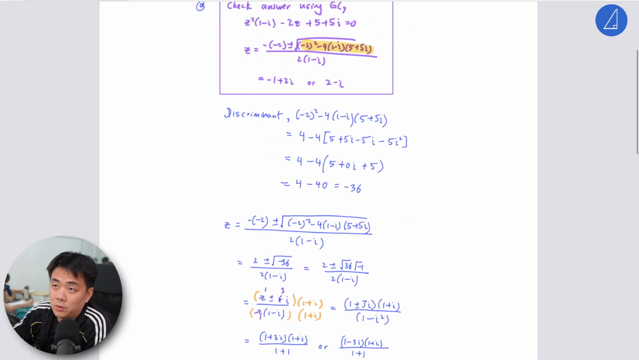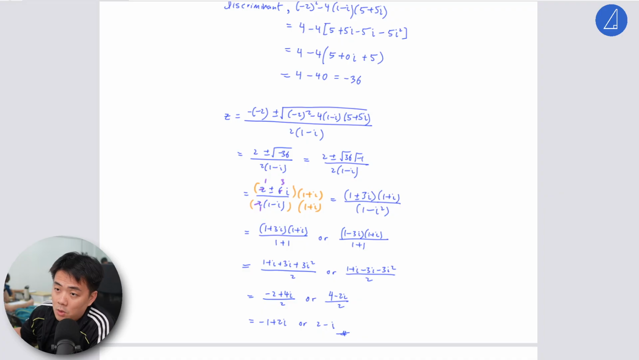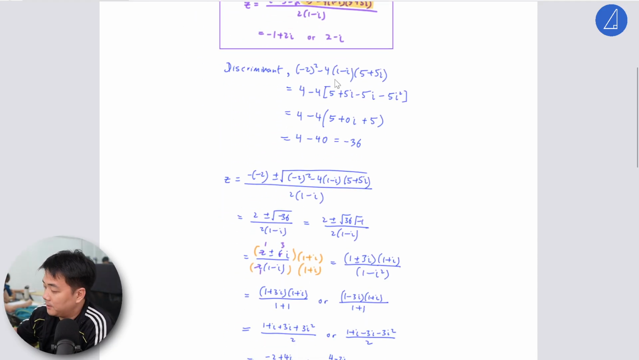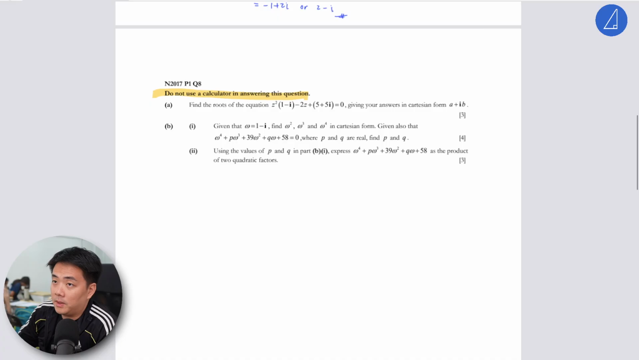So that's why you can use your GC and check your answer. Also remember, you can check by substituting this value back into the equation. So that's how we do this first part here. Let's look at part 2, b part 1.